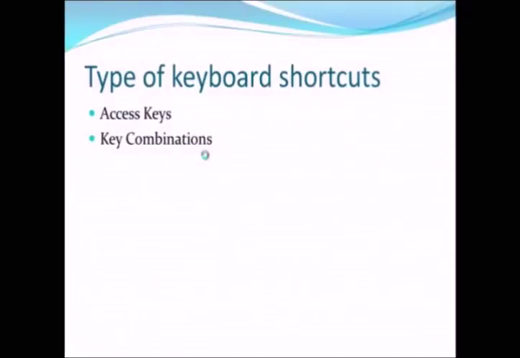Now moving forward, we have two kinds of keyboard shortcuts. One is the access keys and the other is key combinations. With the help of the access keys, you can get the things on your screen like tabs, buttons and menus that you usually access with the help of the mouse, and they normally start with the Alt key. Once you press the Alt key on the keyboard, you will get some tips on your screen, and with the help of that you can access certain shortcuts.